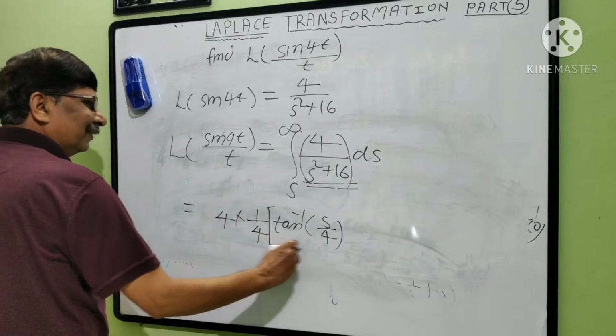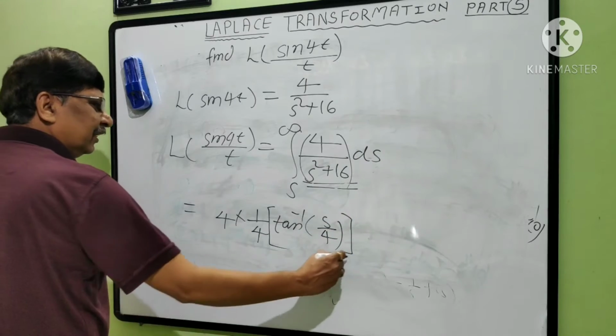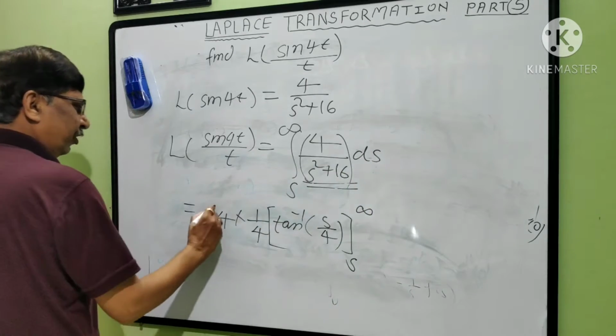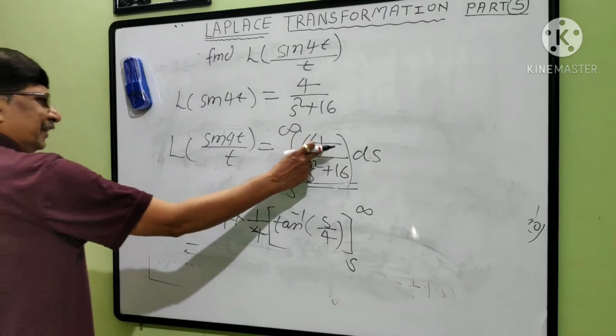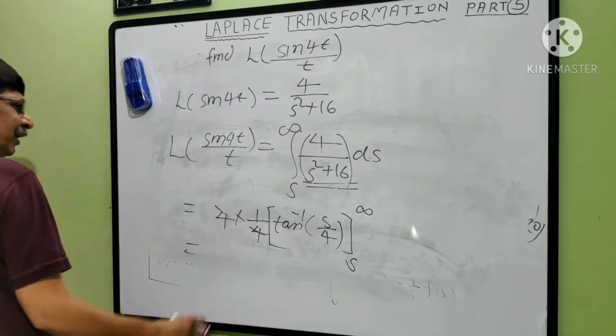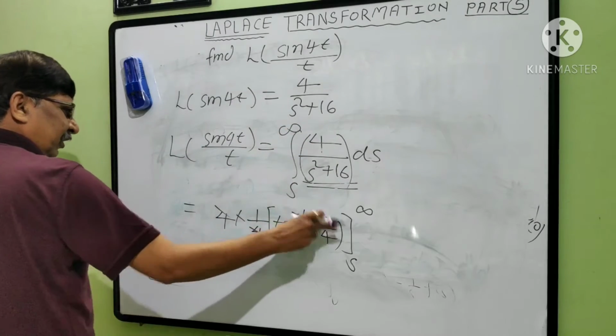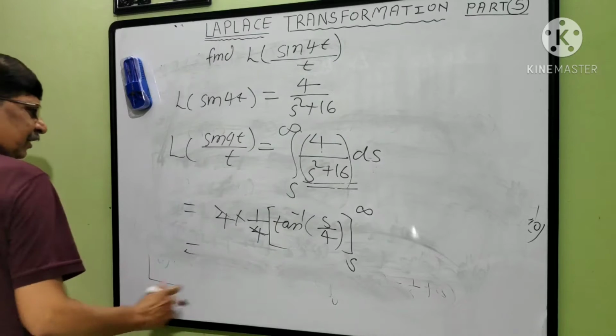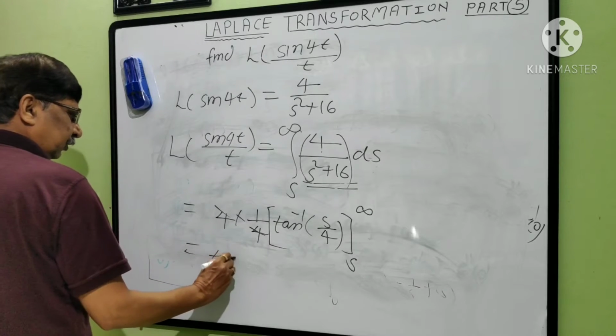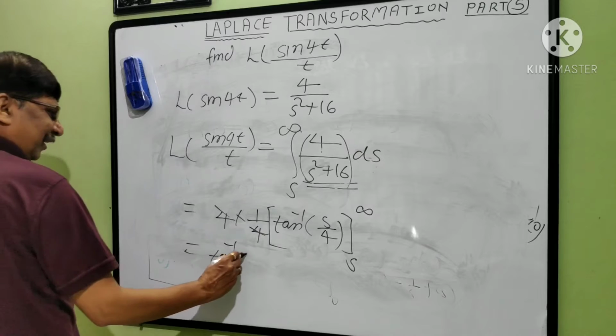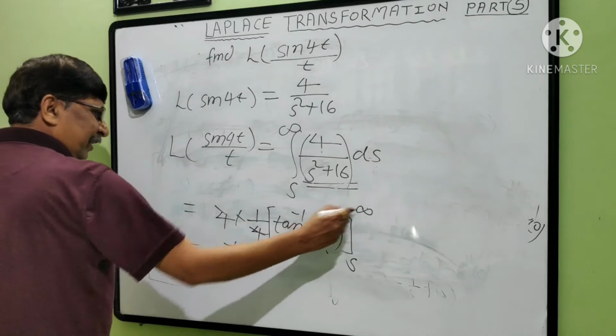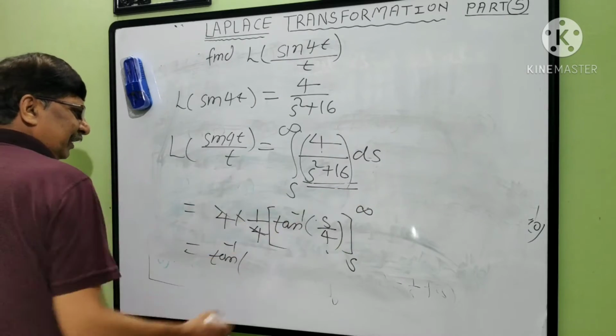That is the integration, and these are the limits. Now 4 will get cancelled. 4 was already there, take it outside, and the integration is 1 by a tan inverse x by a, that is s by a. Now substitute the upper limit, that is infinity. The value of s is infinity.